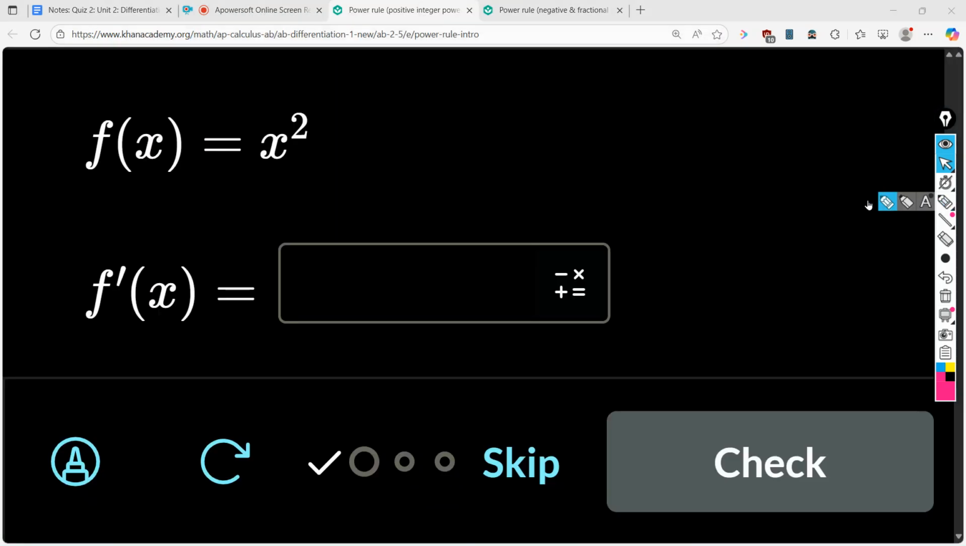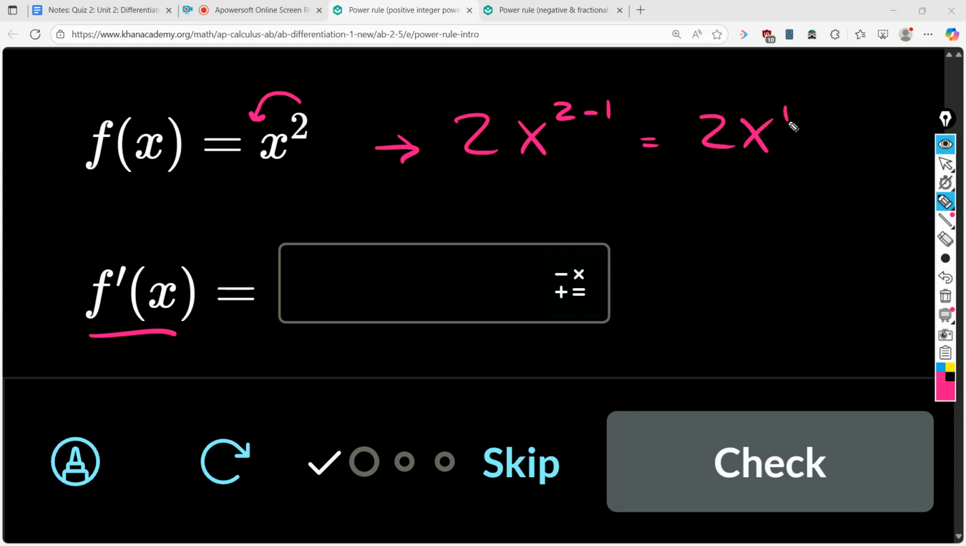All right, so these are easy. Here they want f prime of x. We're just going to move the exponent out front. That's going to be 2x, and the exponent on x, instead of 2, is going to be 2 minus 1. That's going to be 2x to the first power, which of course is just 2x. Simple.